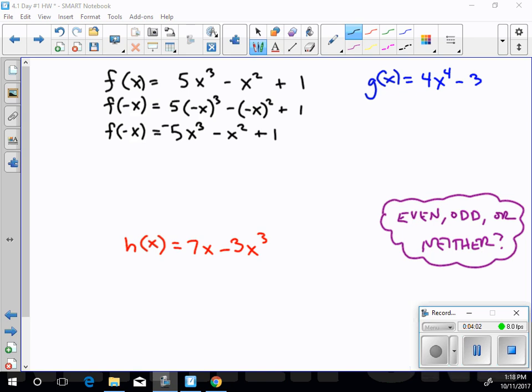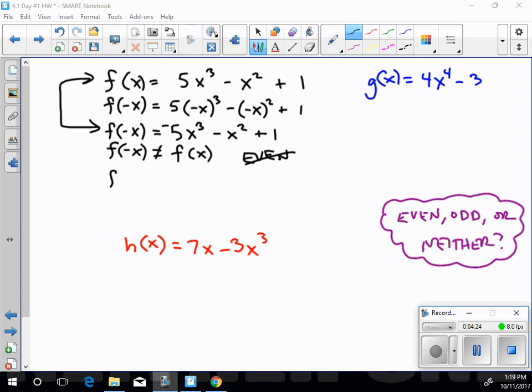Okay, looking at this is f of -x. Is this equivalent to the original? No. So it is not what? Even. So since f of -x is not equal to f of x, it is not even.